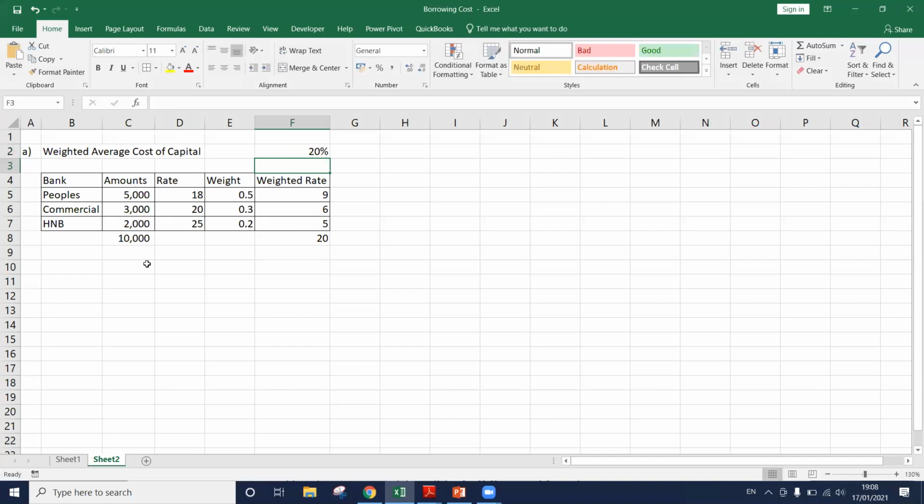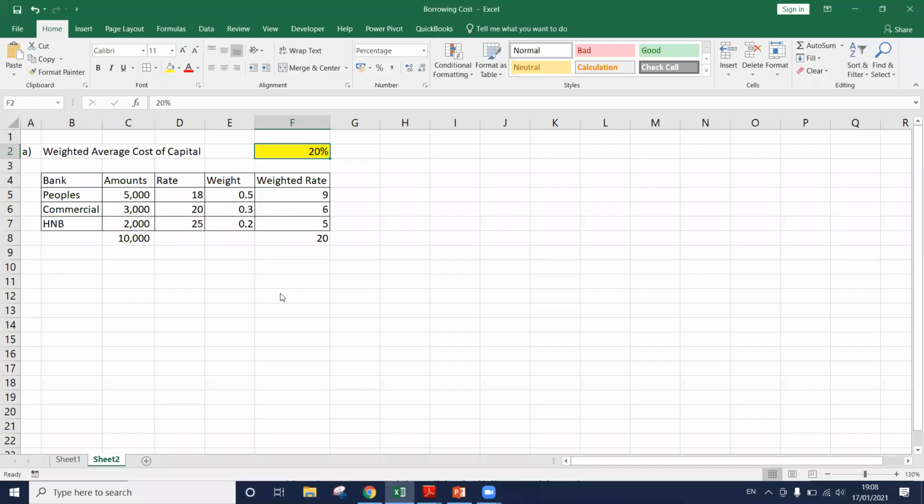That is the first thing we need to do, right? We need to calculate the weighted average cost of capital, right? Rate into weight. First, we need to assign the weight. Then we need to calculate the weighted rate separately, and the summation we can consider as the weighted average cost of capital. Right.